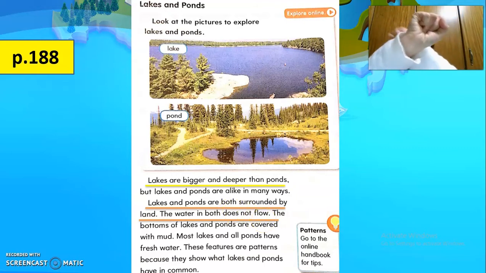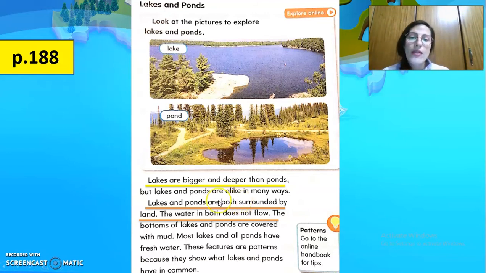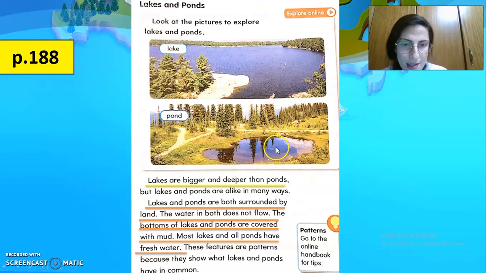When do we say does not flow? It means that the lakes and ponds are made of still body of water that does not flow into other oceans, rivers, or other lakes. Clear? Then the bottoms of the lakes and ponds are covered with mud. So we have mud at the bottom of the lake and the pond. And what else? Most lakes and all ponds have fresh water. So what about the type of water in it? Most lakes and all ponds have fresh water.